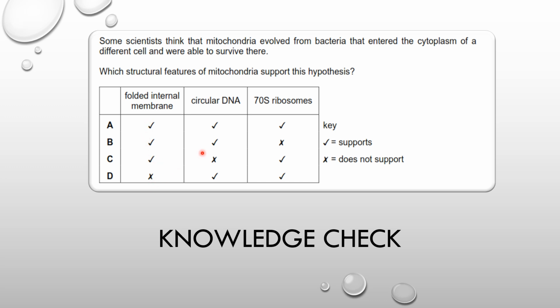So circular DNA is found in mitochondria. 70S ribosomes are also found in mitochondria. So circular DNA is found in both mitochondria and prokaryotes. Same for 70S ribosomes, found in both mitochondria and prokaryotes. So the answer is D.